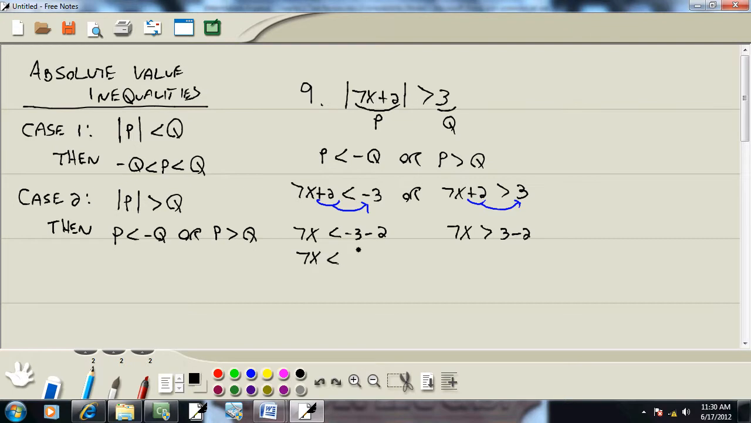Our note up at the top says, in any step combine together numbers. Negative 3, negative 2 is negative 5. 3 minus 2 here is 1. Last step in solving linear inequalities is divide both sides by the number in front of your x. So divide both sides by 7. The 7's cancel. And we have x is less than negative 5/7. Same thing over here. Divide both sides by 7. 7's cancel. And we got x is greater than 1/7.